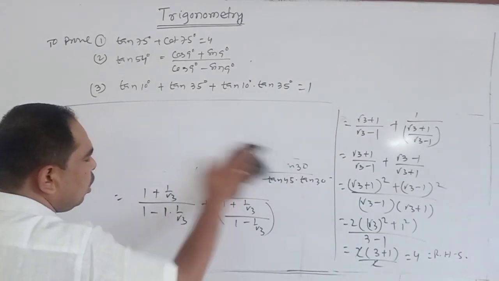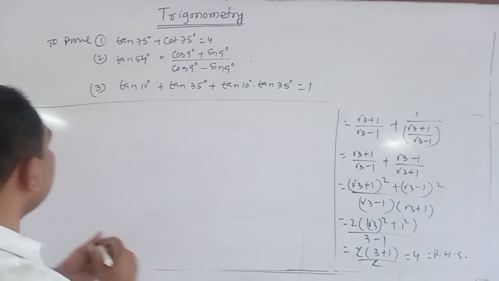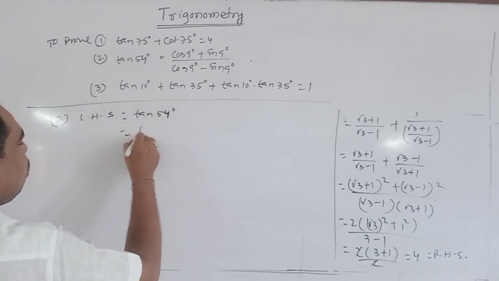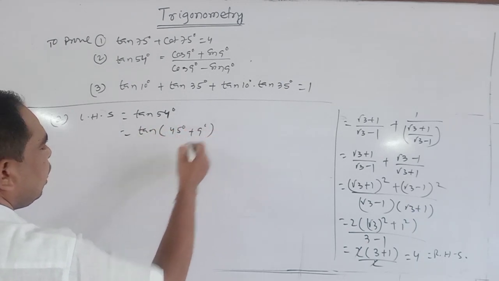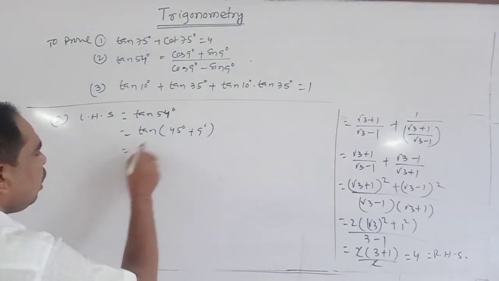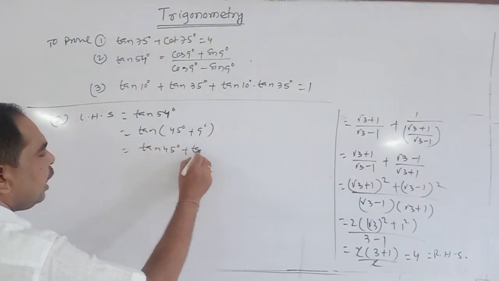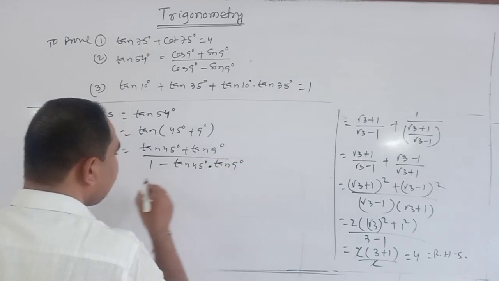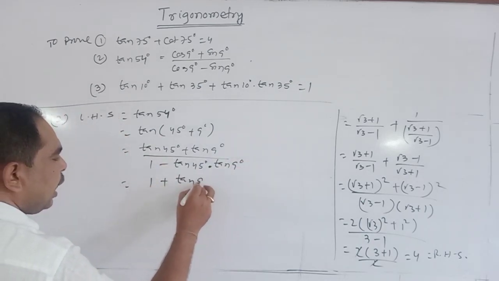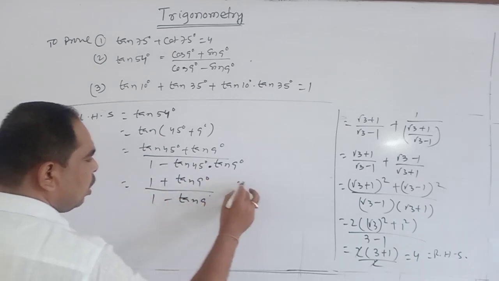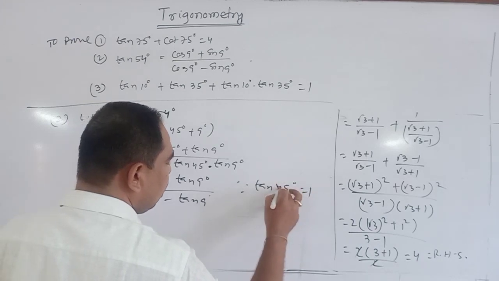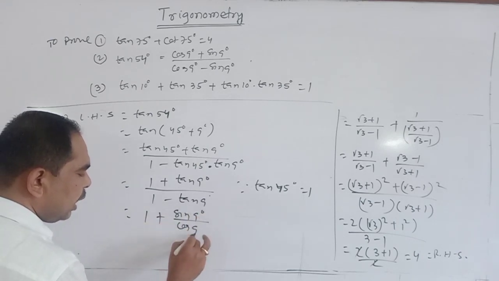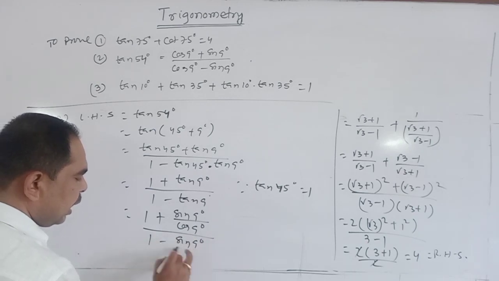Next, question number 2. LHS is equal to tan 54 degree. Tan 54 means 45 plus 9 degree. So tan of a plus b formula: tan 45 plus tan 9 degree divided by 1 minus tan 45 into tan 9 degree. Since tan 45 is 1, this is 1 plus tan 9 degree divided by 1 minus tan 9 degree. Tan 9 means sine 9 degree by cos 9 degree. So 1 plus sine 9 degree by cos 9 degree, and 1 minus sine 9 degree by cos 9 degree.